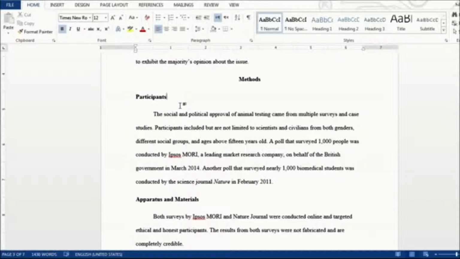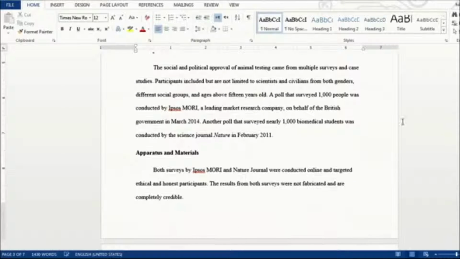Participants should discuss who enrolled in the experiment. So the major types of people who joined the experiment. If race is a factor, then you should provide a breakdown of the race. And the accepted term to refer to someone who participated in the research is participant, not subject or person, it's participant. So here it's mentioned that participants included but are not limited to scientists and civilians from both genders, different social groups, and ages above 15 years old. So here it's very general, but in case it was more specific, then you should include all of that. Okay, you should also include the number of people who joined and the date or the name of the publisher. So this is also a citation.